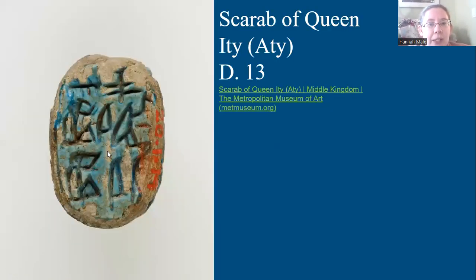So this is a scarab of a queen that Egyptologists put in the Dynasty 13 family. And the scarab was sort of viewed by the Egyptians as a symbol of renewal, and so this is in the shape of that scarab or beetle, and it has her name.